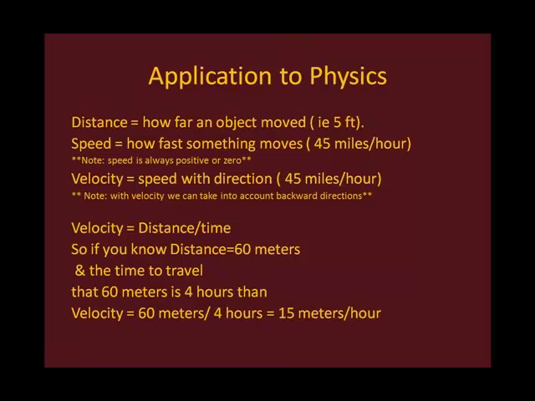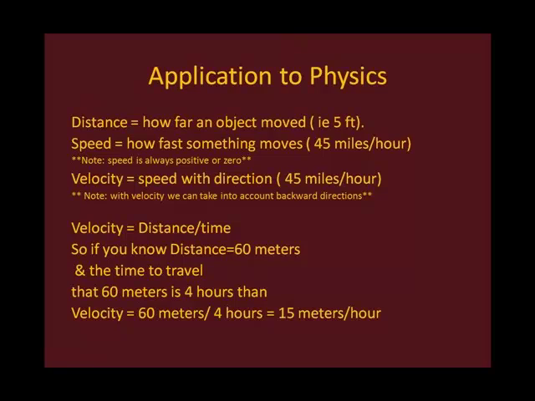Now there's a relationship between some of these things where velocity is distance over time. So if you know the distance of how far something is, say it's 60 meters, and the time it takes to travel that distance, say it takes 4 hours to go 60 meters, then you can find the velocity by doing distance over time. So 60 meters divided by 4 hours is going to give you a velocity of 15 meters per hour. Now this will come up frequently throughout the semester where we'll just be using things like this, so this relationship is sort of important. So velocity equals distance over time is a good thing to try to remember.